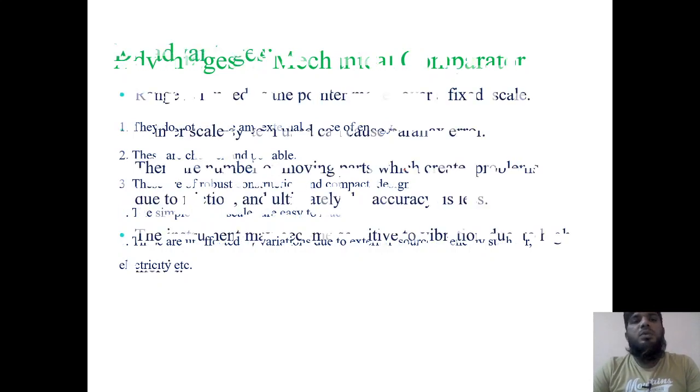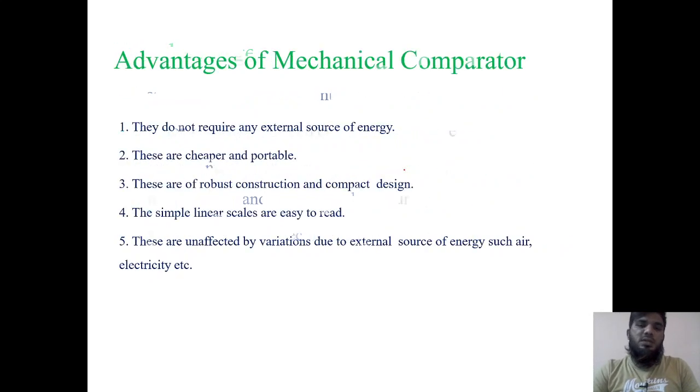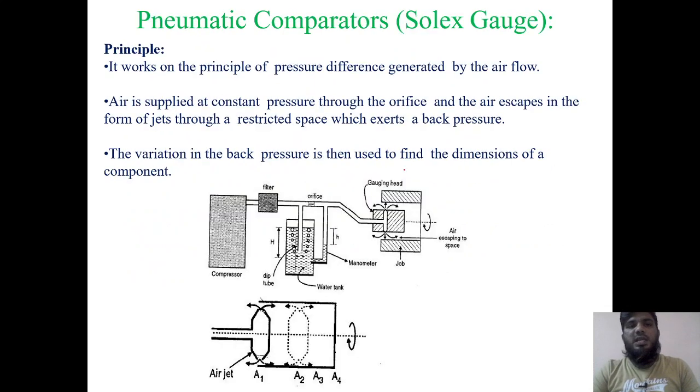Okay. Next disadvantage, the range is limited as the pointer moves over a fixed scale. The pointer scale system used can cause parallax error. There is no magnification. There are a number of moving parts which create problems. That pin I have told, that is the biggest problem. Since they are in direct contact, there will be friction generated in this. Ultimately the accuracy will be less. This instrument may become sensitive to vibrations due to high inertia.